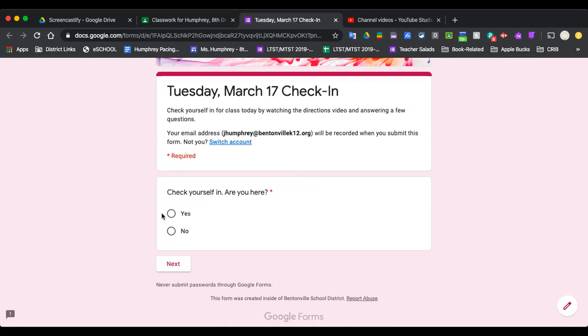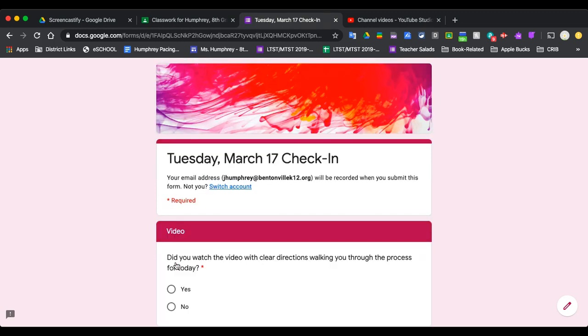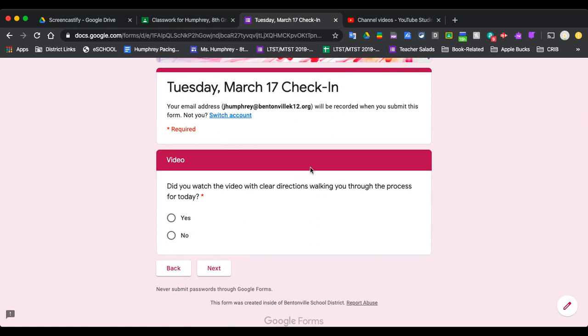You are going to check yourself in, say that you're here. If you say you're not here, it's just going to send you back to the start for you to say that you're here. So say yes. The next part, you will see a video right about in this area that you will be able to watch. You should be able to make it big if you need to. If you try to press play and it's not working right, then you just need to get yourself into YouTube and make sure that you are in your Bentonville School District YouTube account, not a personal YouTube account. That way you can see everything. Everything should be unblocked and approved and good to go.